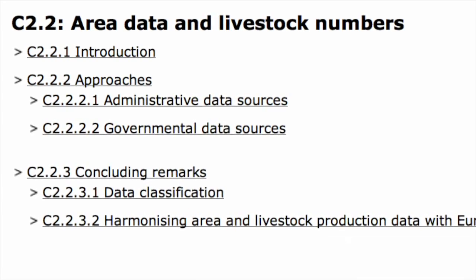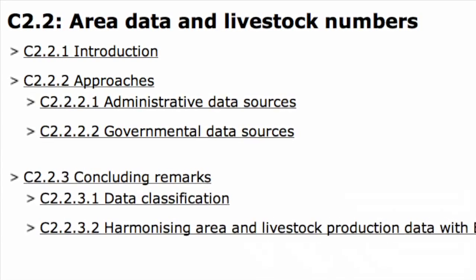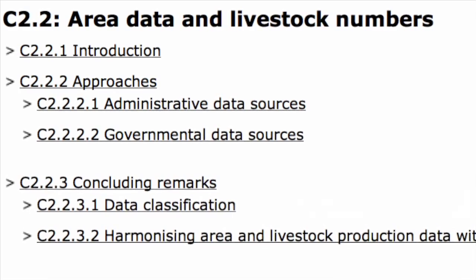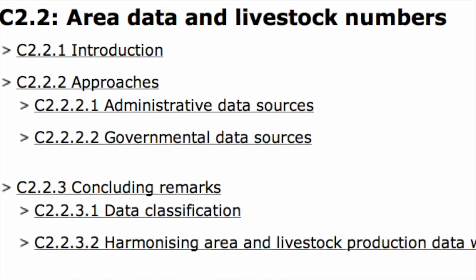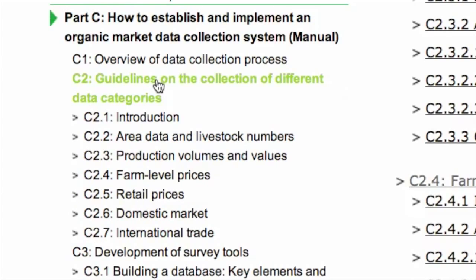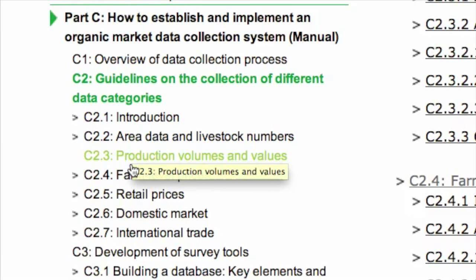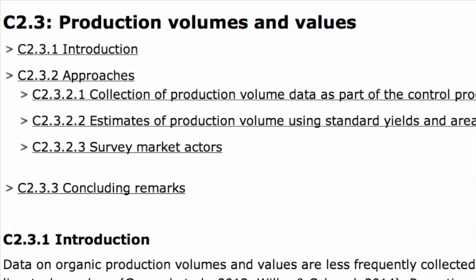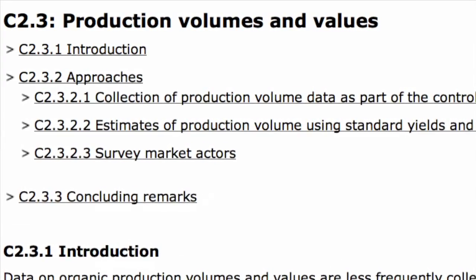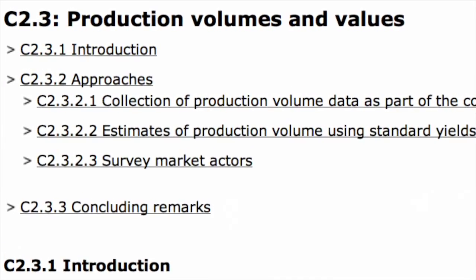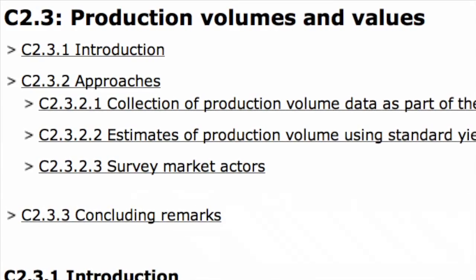Concerning area data and livestock numbers, this is one of the areas where we have a lot of official statistics. There are still some problems here, and in the manual, specific guidelines are given on how these data are collected and how they can be improved. Concerning production volumes and values, in the manual, the different means of data collection are listed and discussed.